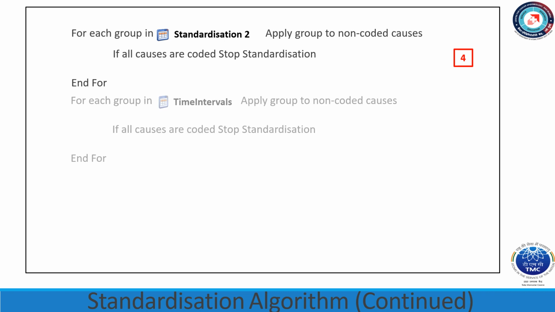And then lastly, check for each group in the time intervals table and apply the group to the non-coded causes. And if all causes are coded, then stop standardization and end. Here, the time intervals is the fifth table the algorithm refers to. Finally, while all causes are coded, end the loop. And this is how the standardization algorithm is applied.